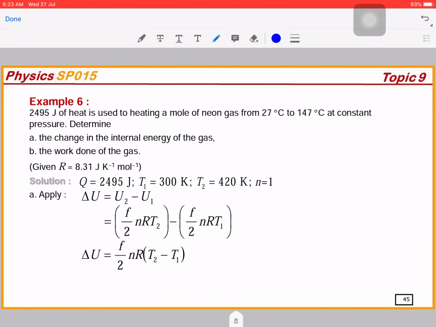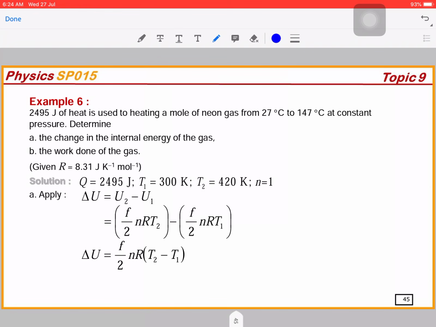So next we look at example number 6. Okay, we have 2,495 joule of heat used to heat a mole of neon gas from 27 degrees Celsius to 147 degrees Celsius at constant pressure. Determine the change in internal energy of the gas and the work done of the gas.